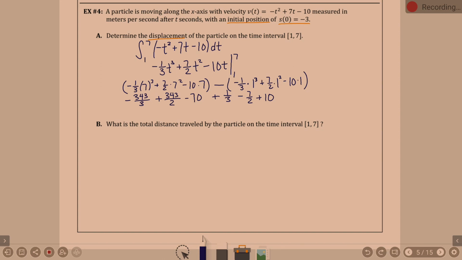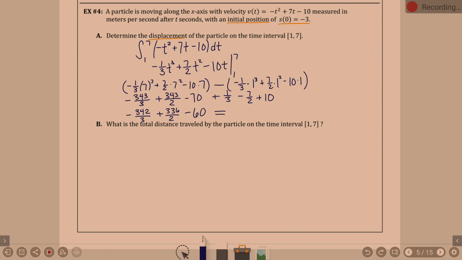So if we add our thirds, negative 343 thirds plus a third is going to be negative 342 thirds. 343 halves minus 7 halves is going to be 336 halves. Put it on the calculator, but sure. And then minus 70 plus 10 is minus 60. And if we're not putting it on a calculator, we've got to go somewhere. Actually, do I need a common denominator, or do those all divide nicely? They all divide to be whole numbers now that I look at them.